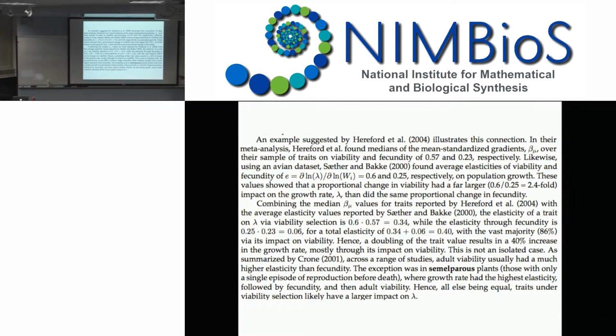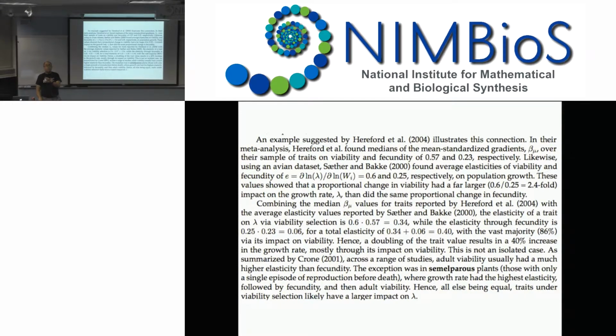Here, growth rate had the highest elasticity, followed by fecundity and adult viability. Why? Because growth rate determines how big you get before you flower. So all else being equal, traits under viability selection likely have a larger impact on the overall population growth rate than do traits under fecundity selection.